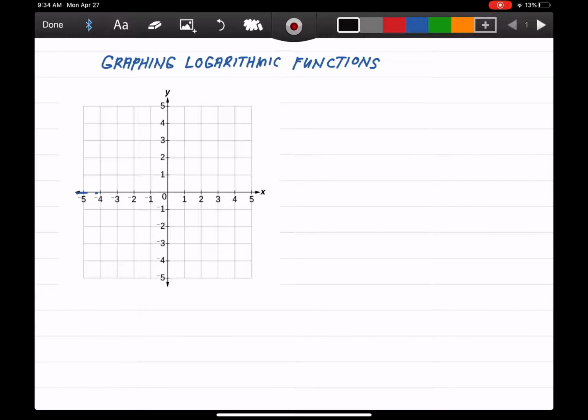Hello everyone, welcome. For today, I will be talking about graphing logarithms or logarithmic functions. But before we discuss that, let us first recall the exponential function. Let's graph that real quick.